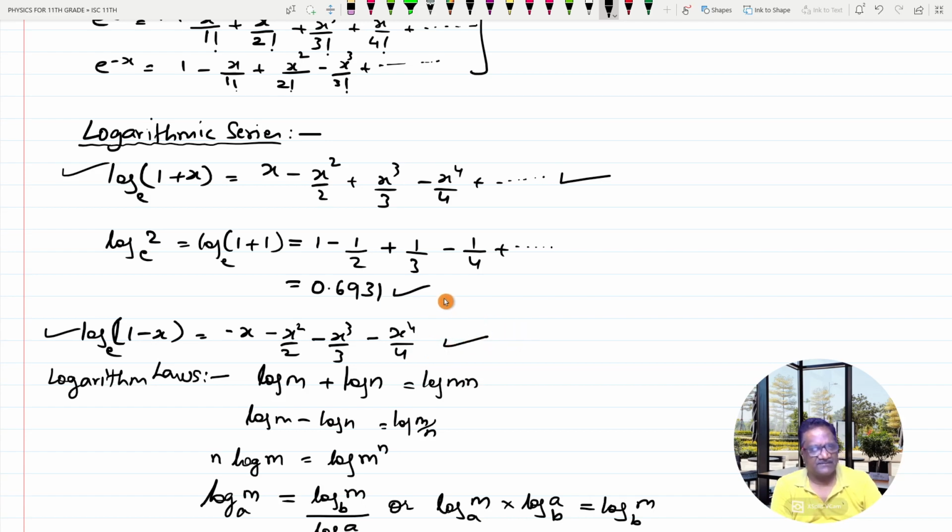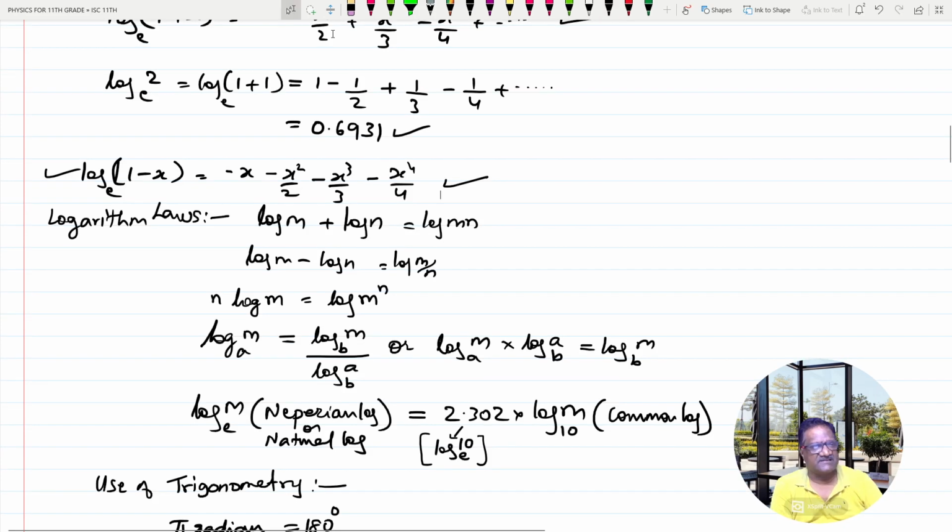Next is, in physics, you should have a sound knowledge of logarithm. Now logarithm, there are certain laws. The first law is log of m plus log of n is equal to log of mn. Second is log of m minus log of n is equal to log of m upon n. Third one is n log of m is equal to log of m raised to n. Fourth one is log of m to the base a is equal to log of m to the base b upon log of a to the base b. This is also known as change of base.